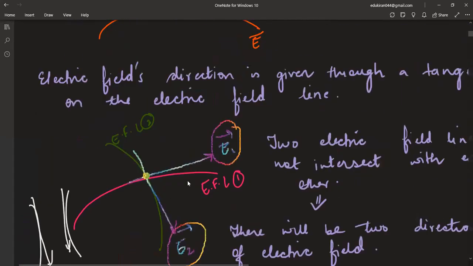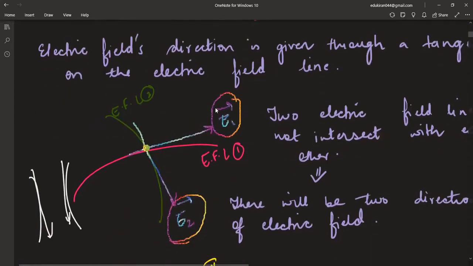In the intersection part, what is happening? These are the electric field lines generated from the same charge. At this point, when the electric field lines are crossing each other, there will be one single charge present. So this charge will have this direction and this charge will have this direction. So for the same charge, how can you have two directions?